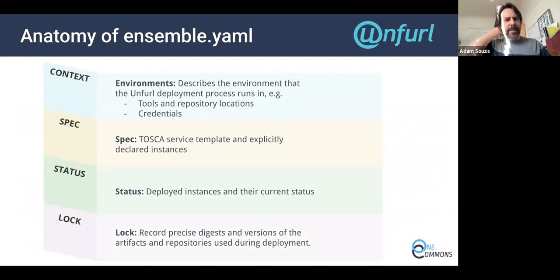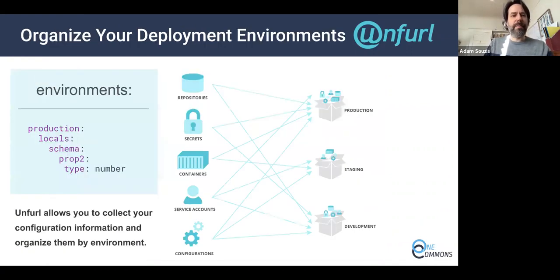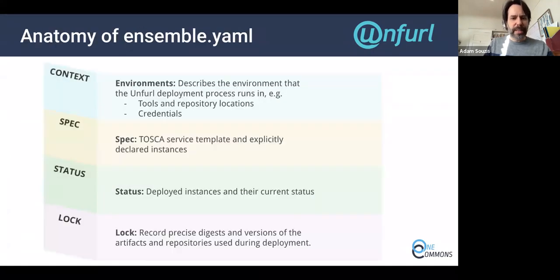And so there's a context which describes the environment, which is what I showed you when I was connecting to an AWS environment. The spec, which is the Tosca part. And then after it runs, we'll see two new sections, the status and the lock. The status records whether the instances succeeded, what state they're in, and where they're created, and all the attributes are retrieved, like their cloud IDs, et cetera. And then the lock is what I was saying, this precise digest of the artifacts and the repositories that are used, so we can have reproducibility.